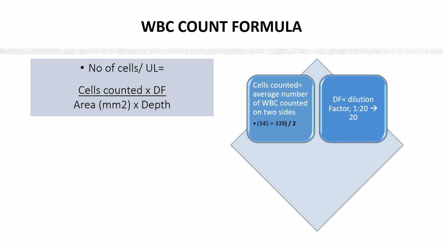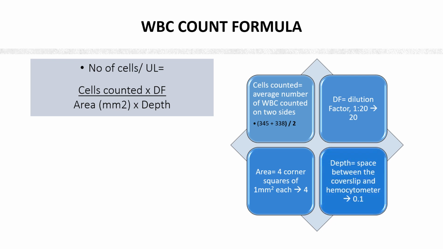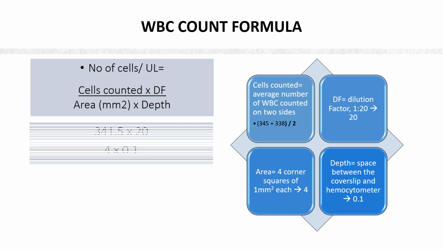Dilution factor refers to the reciprocal of the dilution made. If a 1:20 dilution is made in the preparation, then the dilution factor to be used in the computation is 20. The area will be 4 since there are 4 corner squares counted with 1 millimeter square each. The depth is the space between the cover slip and the hemocytometer, which is constant at 0.1.